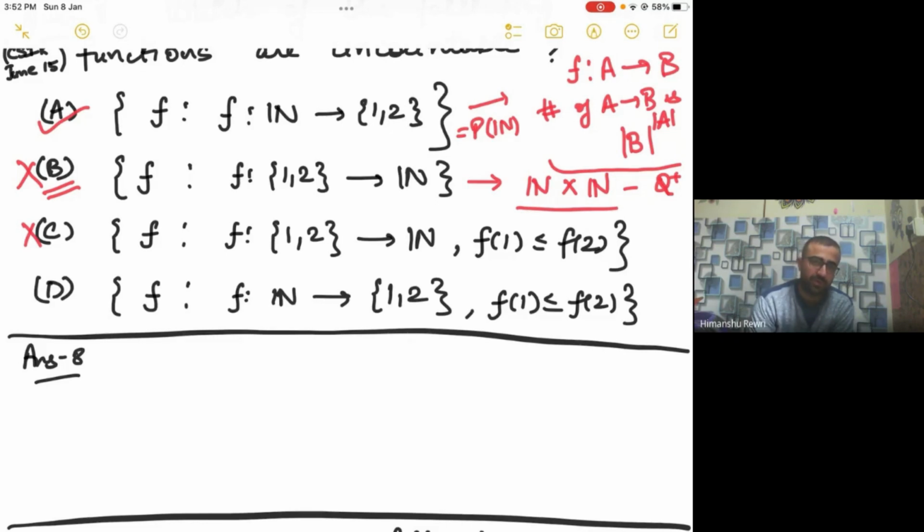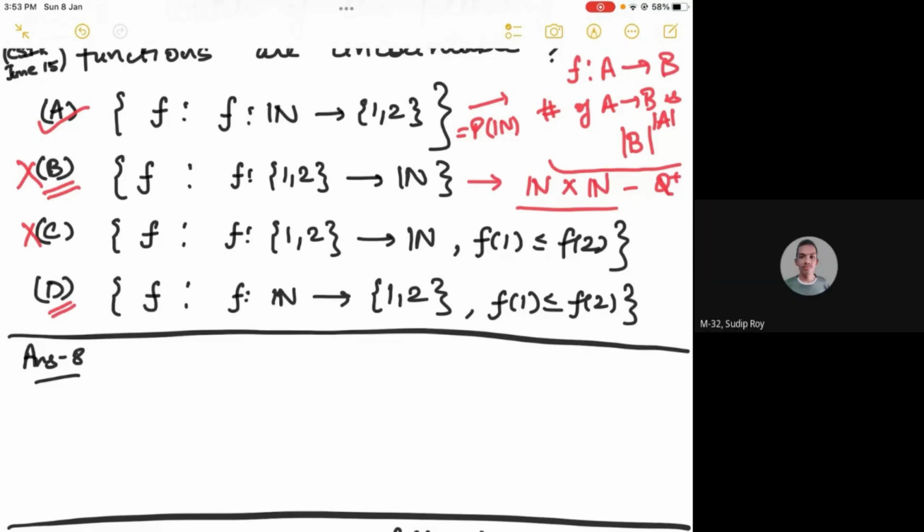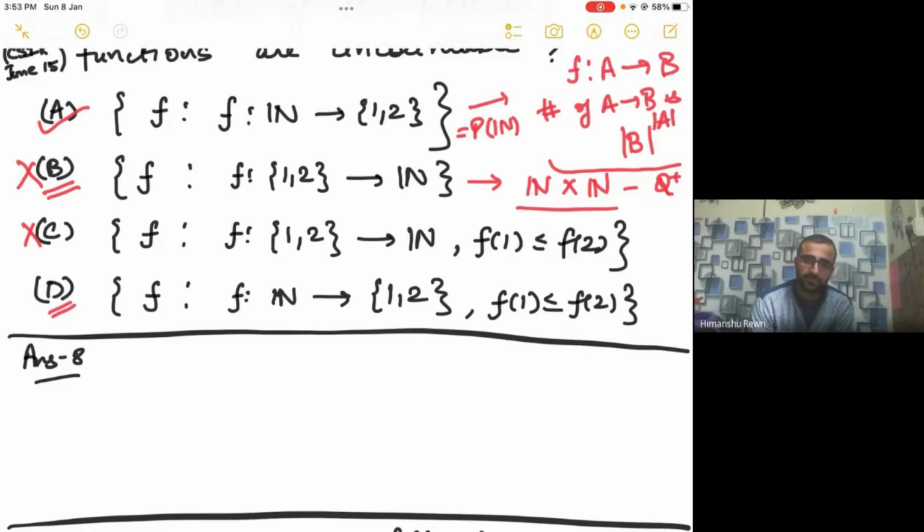What about option D? Uncountable. Why? Why is this uncountable? Can anyone comment on this?